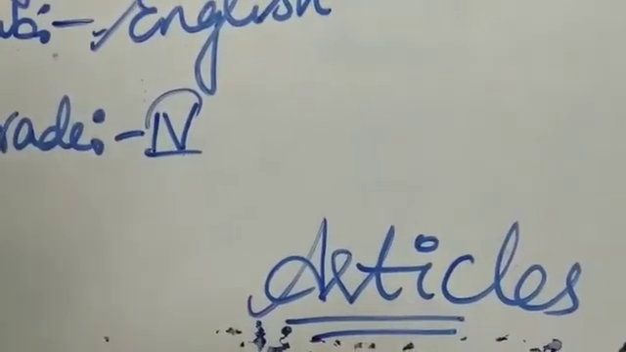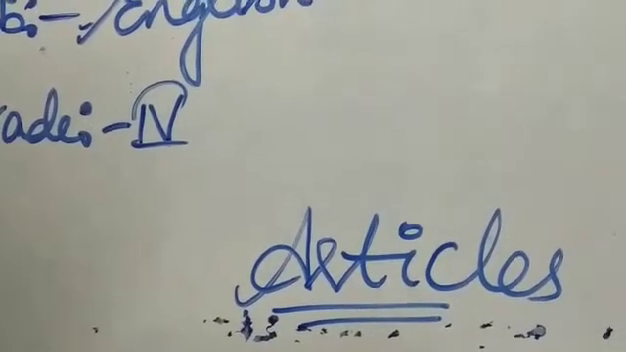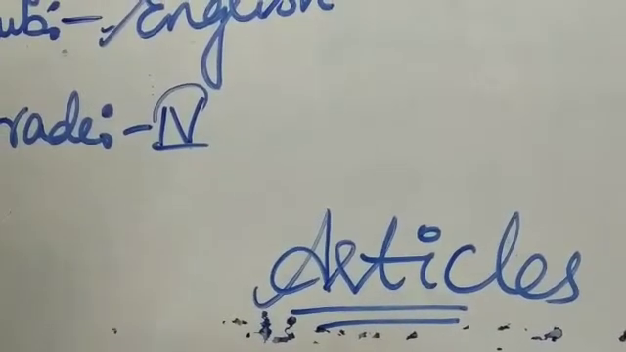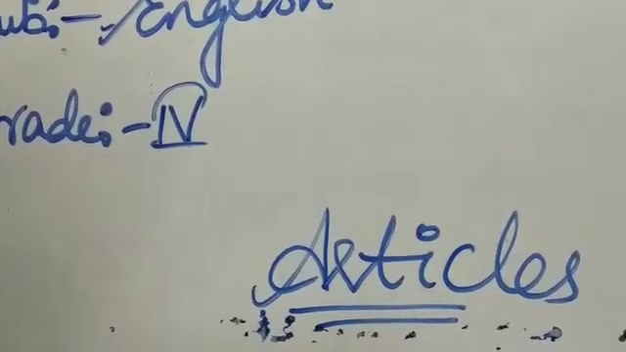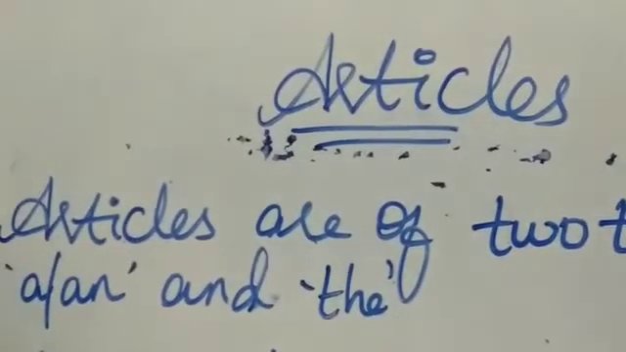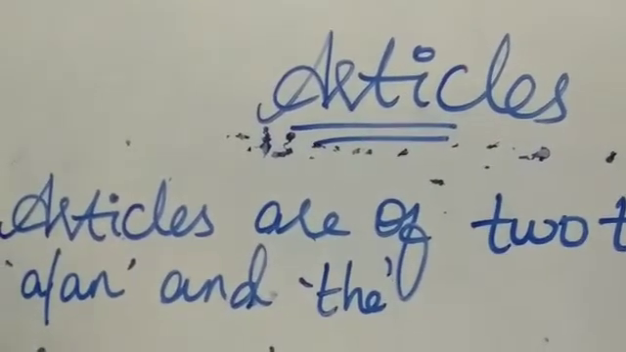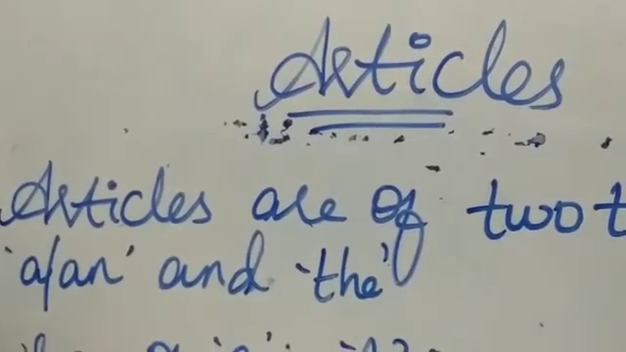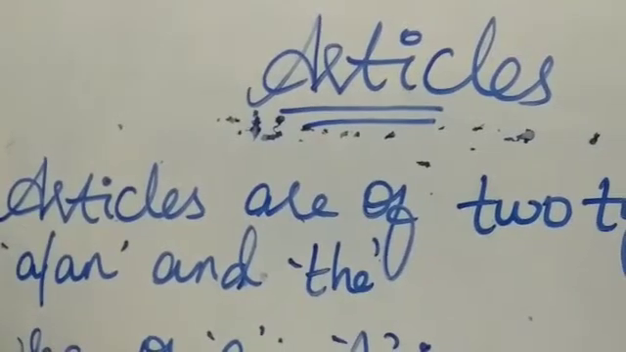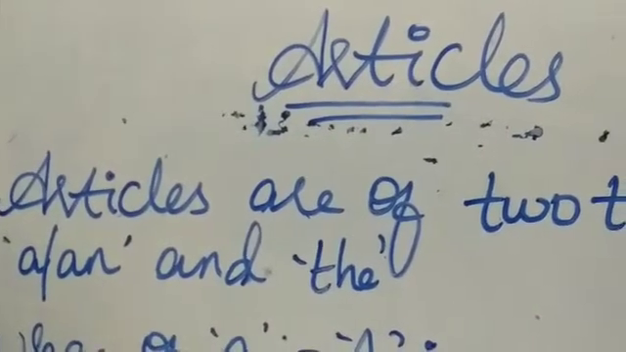So articles are of how many types? Can you guess, children? Here articles are of two types. What are those? They are a or an, and the. Now we'll learn where we use a or an and the.